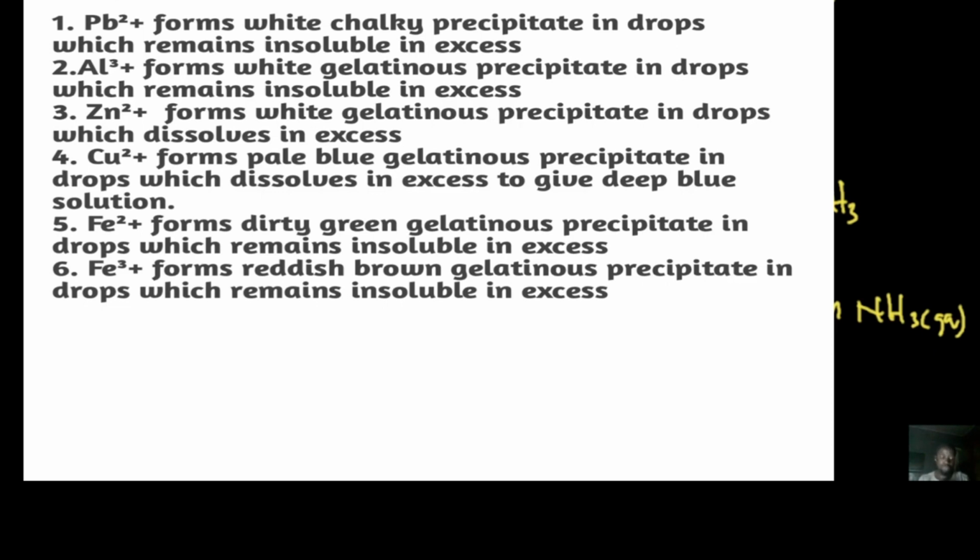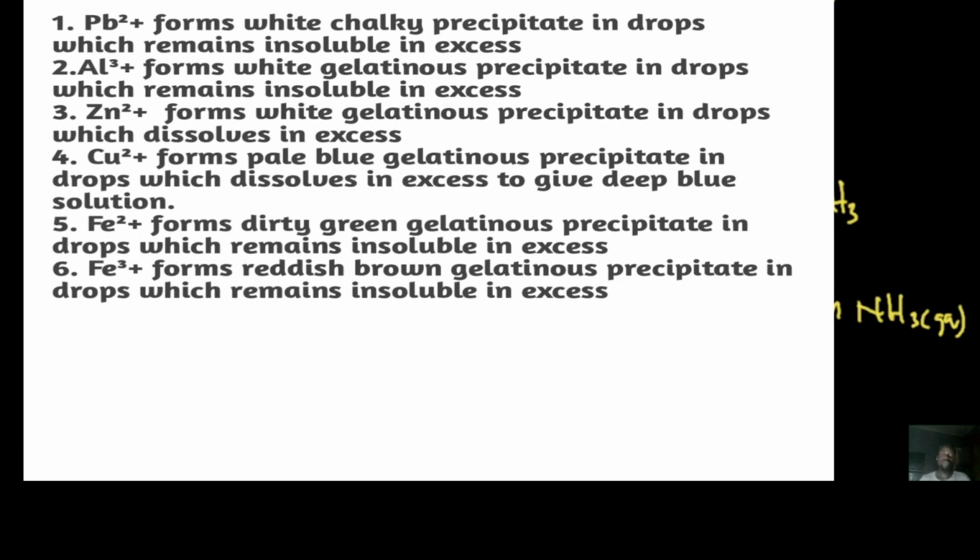If you are dealing with aluminium 3 plus, you have white gelatinous precipitate, and that white gelatinous precipitate will remain insoluble in excess. Why? It does not form the complexes we talked about. In ammonia test, you are looking at the ability to form complexes. If it doesn't have that ability to form the amine complex, it cannot be dissolved in excess ammonia. Okay, so we'll move on to the next one. Zinc, on the other hand, has the ability to form the amine complex, so which means Zn2 plus, when it forms the white gelatinous precipitate, would dissolve in excess ammonia because it forms the zinc 2-tetraamine complex.